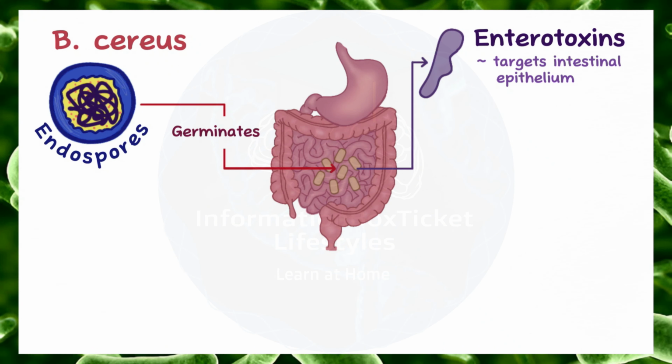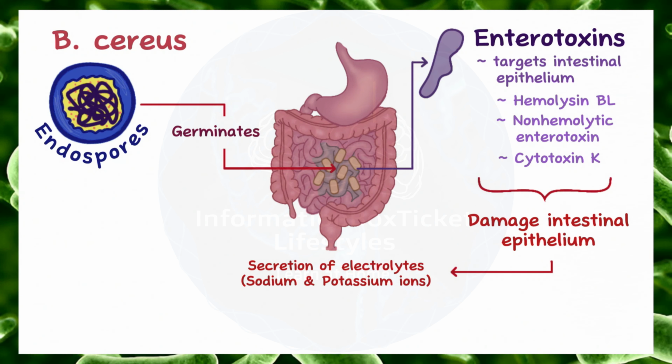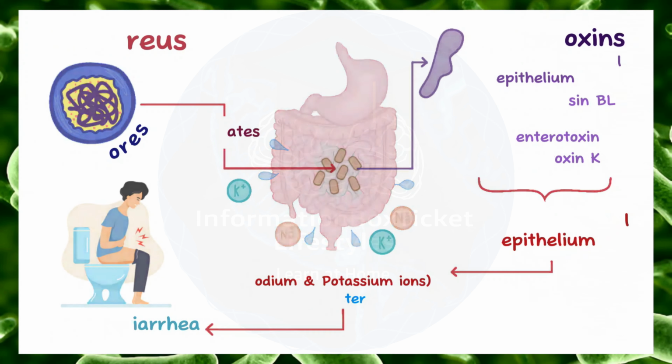There are 3 types of enterotoxins: hemolysin BL, non-hemolytic enterotoxin, and cytotoxin K. These enterotoxins damage the intestinal epithelium, leading to the secretion of electrolytes, such as sodium and potassium ions, along with water into the intestinal lumen, resulting in watery diarrhea.